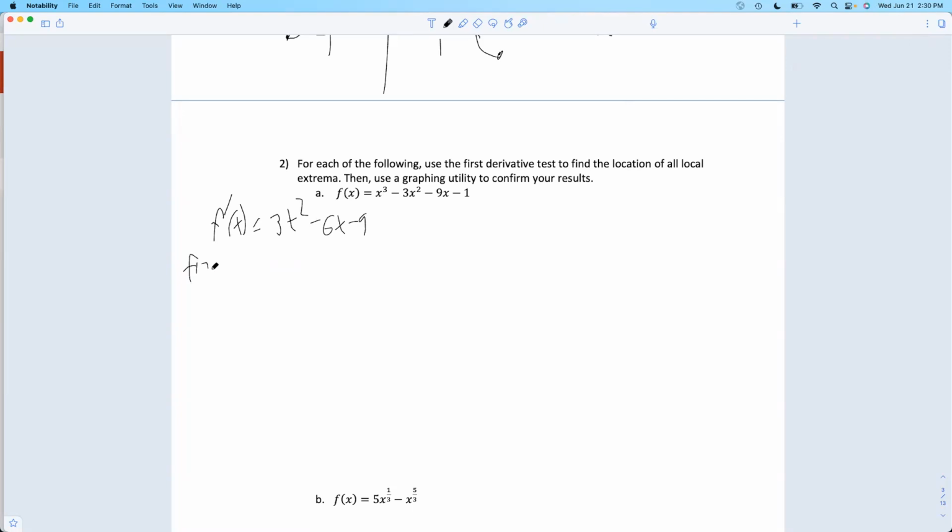We're going to find our critical values by setting the derivative equal to 0 or places where it does not exist. This guy always exists. I don't have to worry about that. So 3x squared minus 6x minus 9 equals 0. I would divide everybody by 3 there. x squared minus 2x minus 3 equals 0.